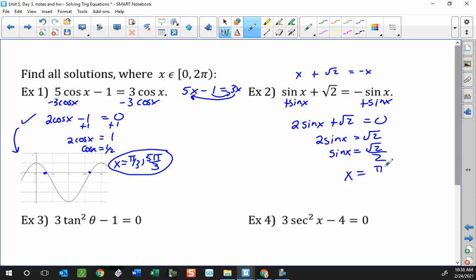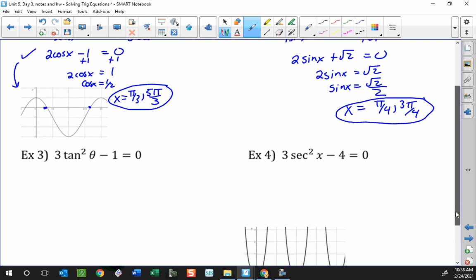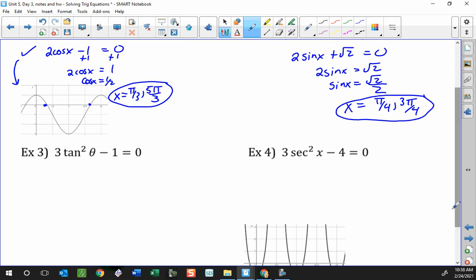All right, so pi over 4 and 3 pi over 4. A lot of times you have 2 answers. Every once in a while you don't. Every once in a while you have more than 2. All right, so let's look at example 3.